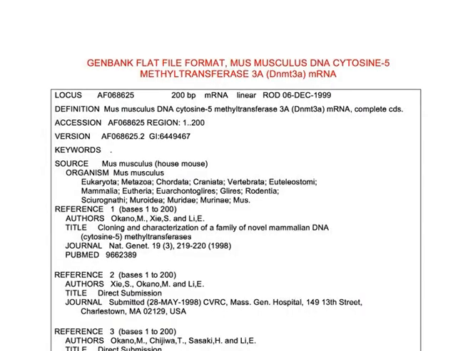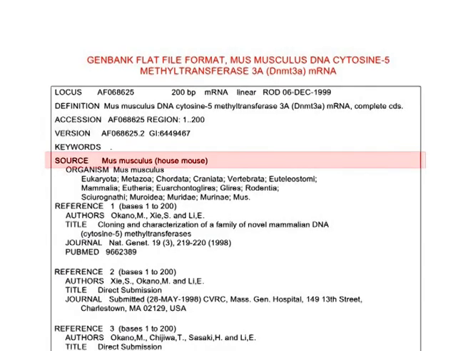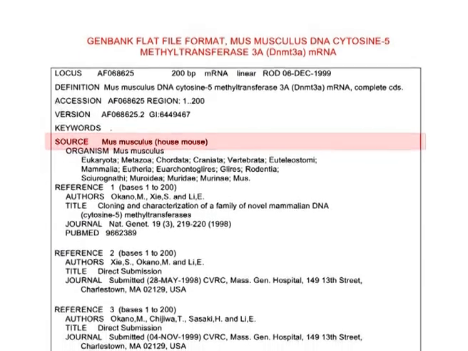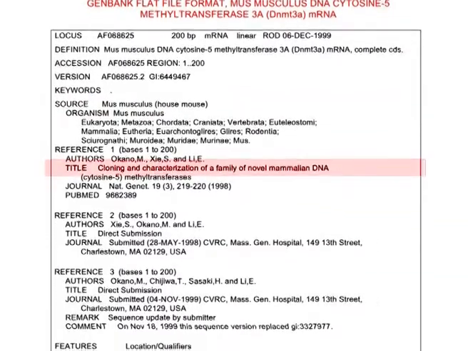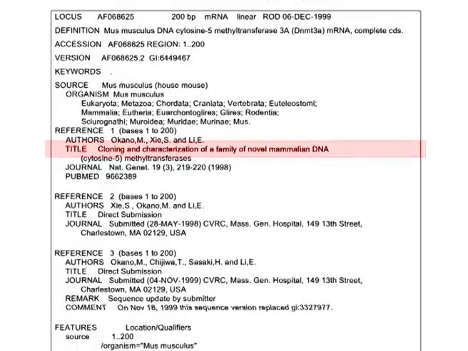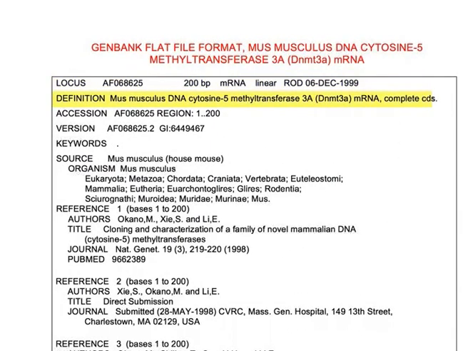Here is a GenBank flat file obtained from Mus musculus DNA containing the cytosine 5-methyltransferase 3A mRNA. The source is Mus musculus, which is a house mouse, and here you can see the cloning and characterization of a family of novel mammalian DNA methyltransferases. In this image, you can see the various fields such as locus, definition, accession, keywords, organism, etc., which would be studied in the next table.